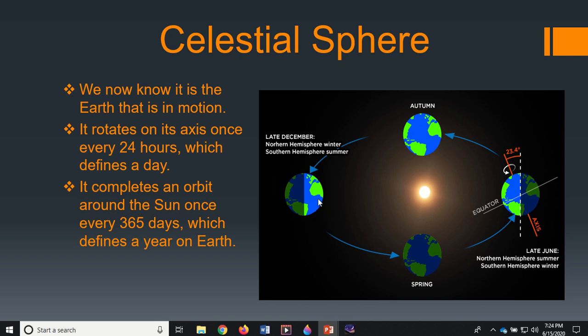So it's summer in the southern hemisphere. Australia, Chile, Argentina, they've got summer when we've got winter. Right now they've got winter while we've got summer. Then the spring is kind of like the same as autumn.